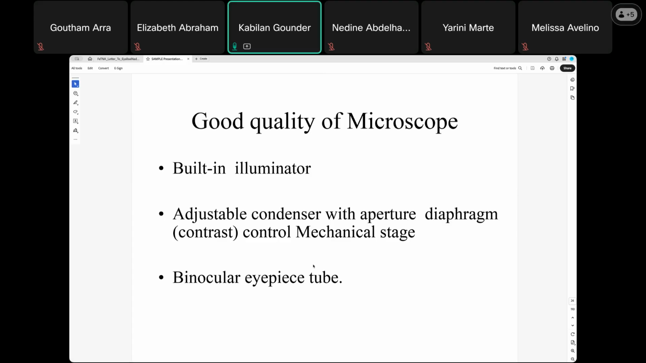Also, the adjustable condenser with aperture diaphragm is important to get a good contrast. Also, the controlled mechanical stage is another important aspect of good quality microscopes. Also, the binocular eyepiece tube, which we also call the ocular lens, is important, and these are all features of good quality microscopes.